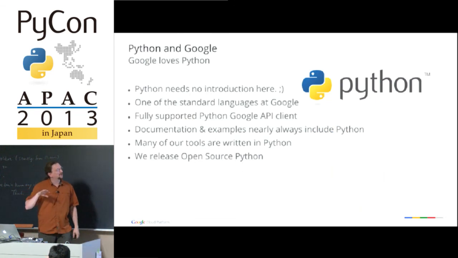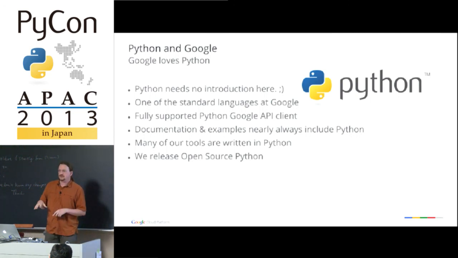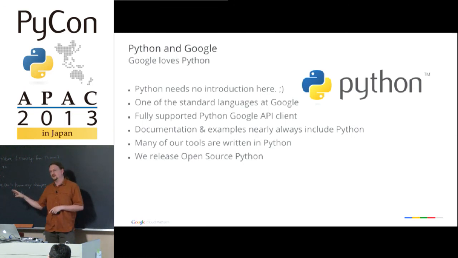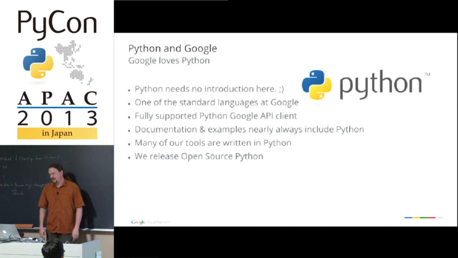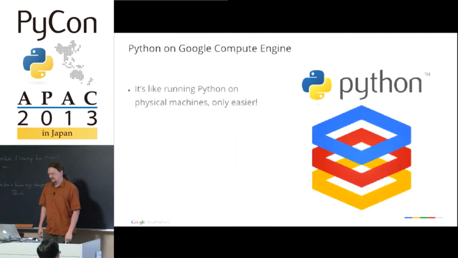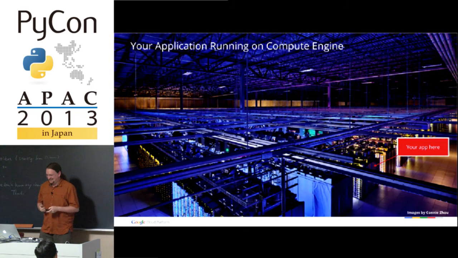But I wanted to make a quick little diversion. I don't need to introduce Python to this group, I don't think. But I just wanted to highlight that it's one of the standard languages at Google. We love it. It's fully supported in the Google Python API client. If you've ever used the Google Python API client for any other Google API, Compute Engine works exactly the same way. So if you've got experience using that already, then you already know how to talk to the Compute Engine API in Python. Our documentation examples almost always include Python. We've written tools in Python. We release open source. We love Python. And so, of course, if you put Python on top of Compute Engine, it's all awesome, right?